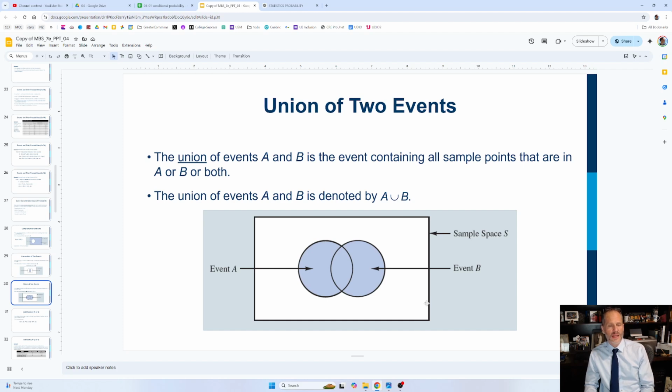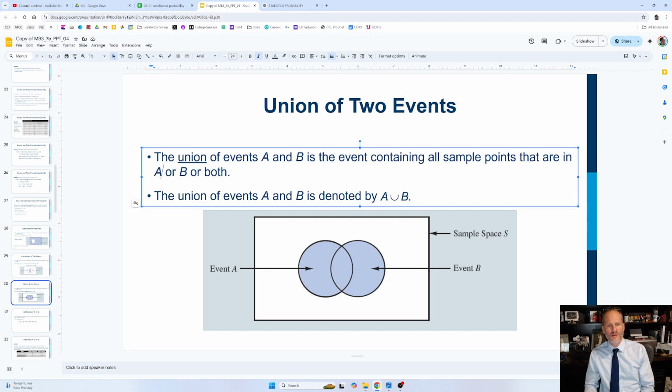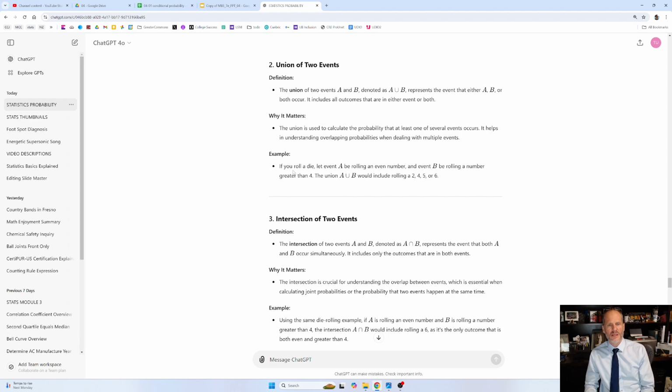And we're going to see that explained here. But the basic definition of a union is: the union of events A and B is the event containing all sample points that are in A or B or both, right? The union of events A and B is denoted by A union B. Here is ChatGPT's definition.